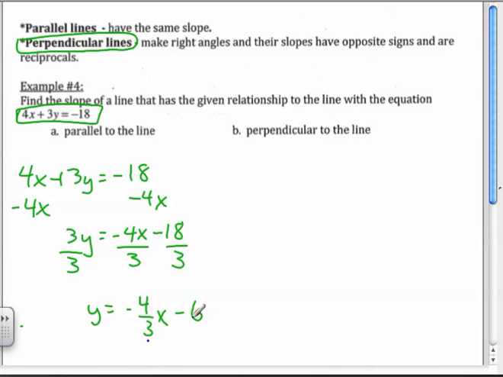So what's the slope of the line that they gave us, Nico? The slope of the line is negative 4 over 3. So the parallel line is going to be negative 4 over 3. But what's the slope of the perpendicular line going to be? Someone have it? What is it, Hobbs? 3 over 4. Good. Flip it. Change the sign. Done.